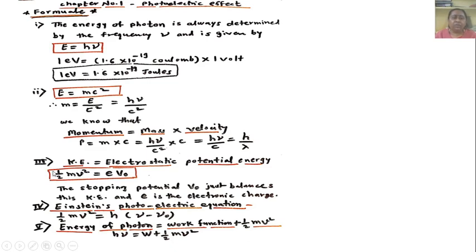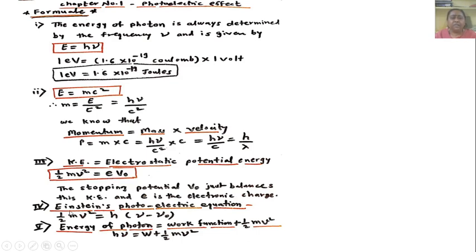Now the third formula: the kinetic energy equals the electrostatic potential energy, that is 1 by 2 m v square equal to e into V0, where V0 is the stopping potential that balances the kinetic energy and e is the electronic charge, given by small e.